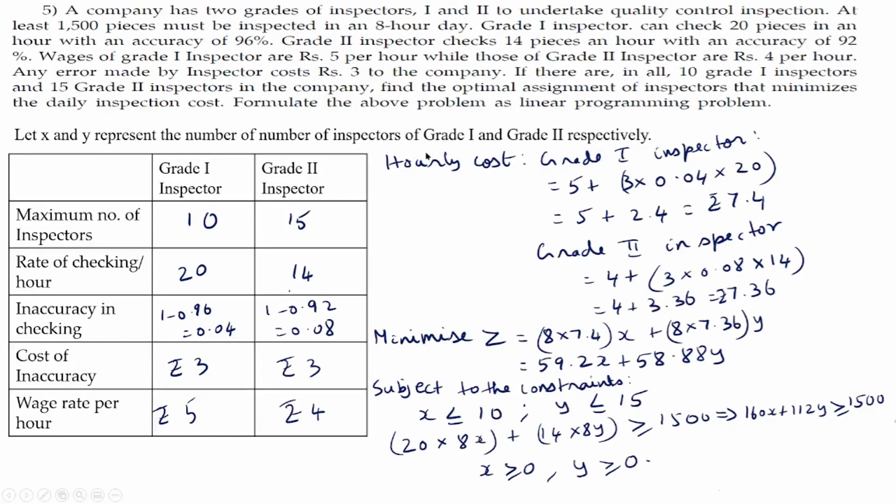So this is an assignment problem where we have to assign grade 1 and grade 2 inspectors in such a way that the daily inspection cost is minimum. This is the mathematical formulation of this assignment problem.